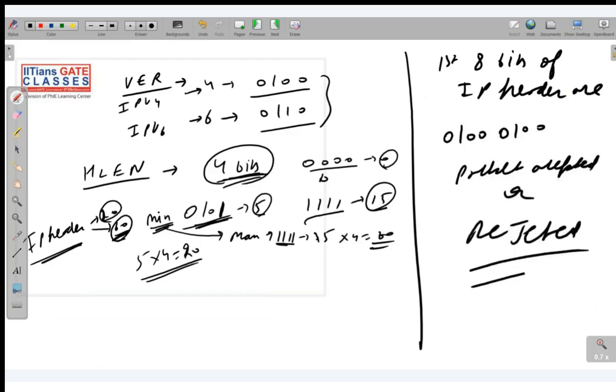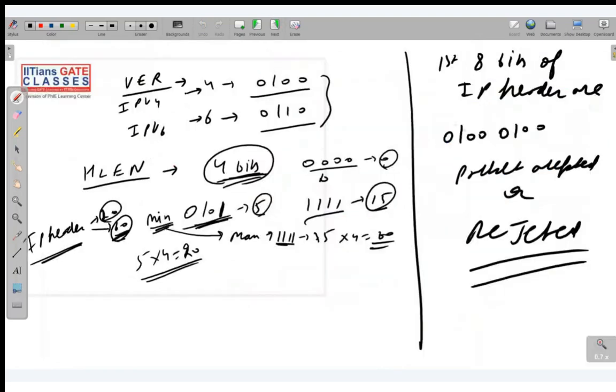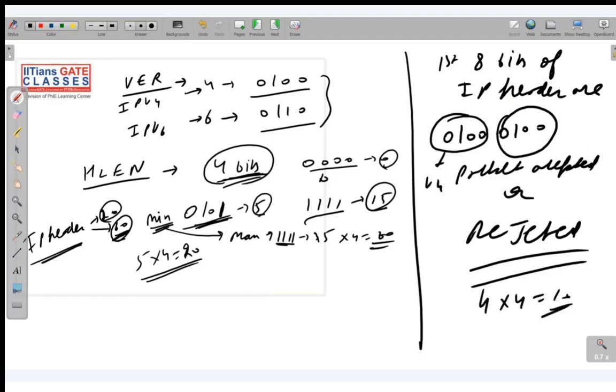So now you have to remember the IP datagram. If you do not remember the IP header, you won't be able to answer this question. So we say first 4 bits are version. That means version 4 we are taking. This is the header length field. Header length field is 0100. That means header length is 4. So multiplied by 4, 16. Header length cannot be 16. It should be minimum 20. So it will be rejected. Like this you have to answer.